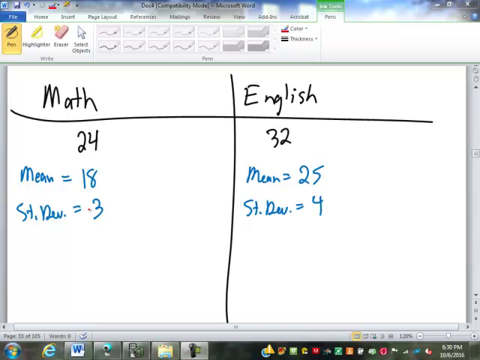Okay, so let's take a look at this one. For math, oh, go ahead. I forgot I was going to give you a few minutes. You haven't started yet, most likely. Go ahead and take a few minutes and figure out which one's more impressive. We'll talk about it in a minute or two.